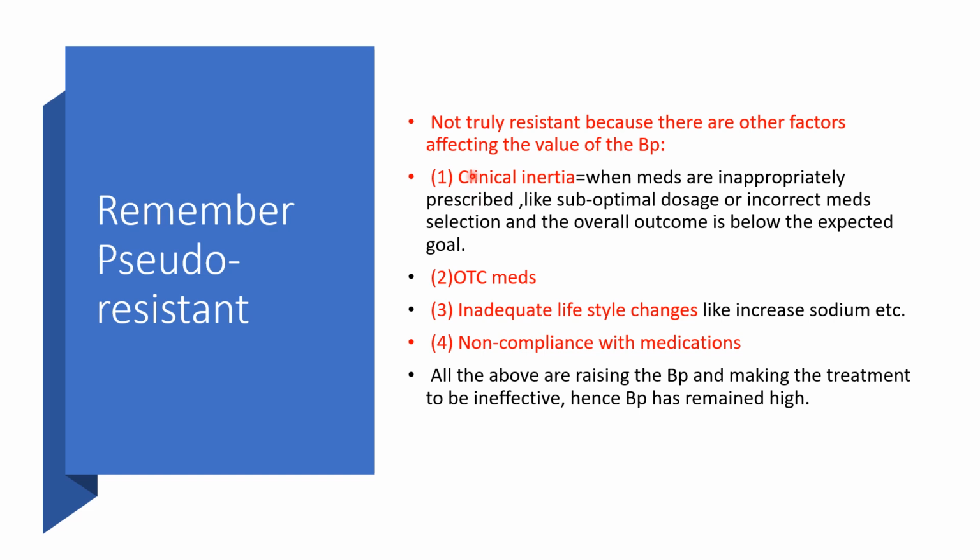So another condition that could lead to pseudo-resistant hypertension will be over-the-counter medications. You are doing the right thing as the physician in charge. You selected the appropriate antihypertensive agent for this patient based on the history and the findings, but unknown to you, he or she is taking certain over-the-counter medications, non-steroidal anti-inflammatory drugs, cough syrups containing pseudoephedrine and so on, and the BP is not being controlled. How would that be? Inadequate lifestyle changes.